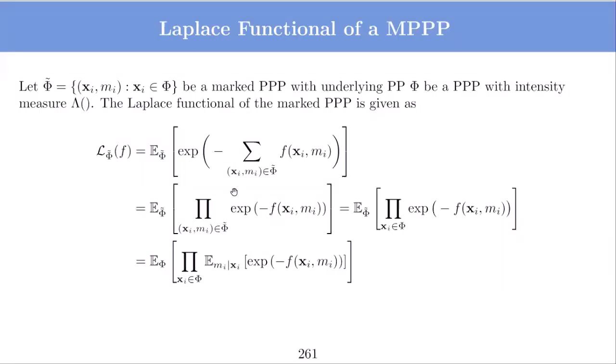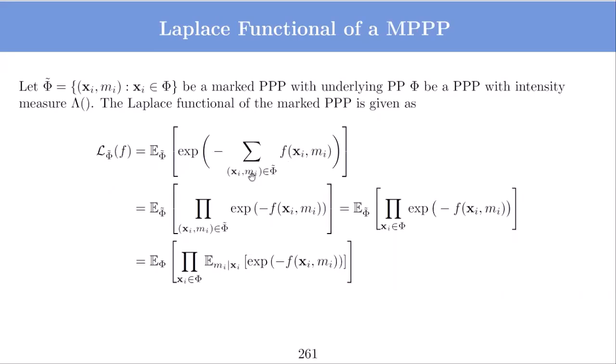The Laplace functional of a marked point process can be similarly computed. Remember that for a normal point process, the Laplace functional is given as the expected value of exponential of minus the summation of f(xi). Here, in the marked point process, the coordinates are actually (xi, mi), so this will be defined as the summation of f(xi, mi). This can be any function from R^d cross the mark space. And I'm assuming the underlying PPP has an intensity measure capital Lambda.